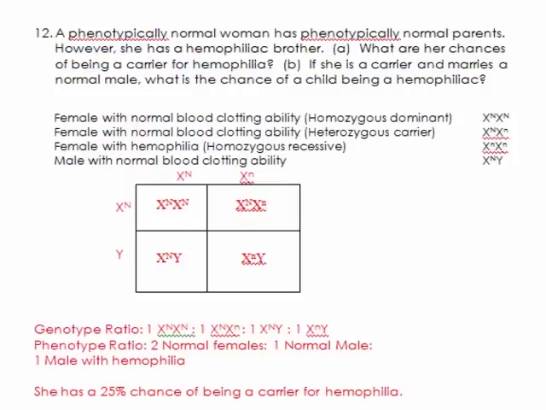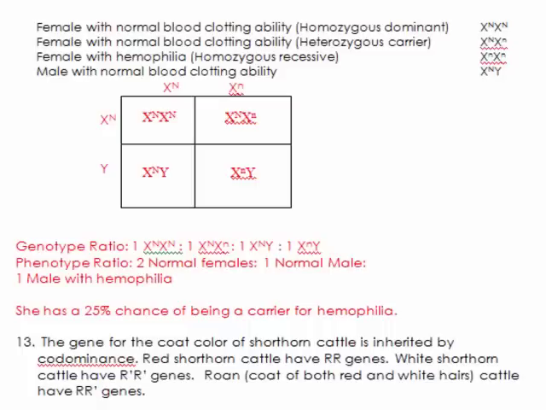Look at the genotypes for these individuals. A female with normal blood clotting ability is X big N, X big N. A female with normal blood clotting ability that's a heterozygous carrier is X big N, X little n. A female with hemophilia is X little n, X little n. A male with normal blood clotting ability is X big N, Y. A male with hemophilia is X little n, Y. By completing the Punnett square, it shows that she has a 25% chance of being a carrier for hemophilia.